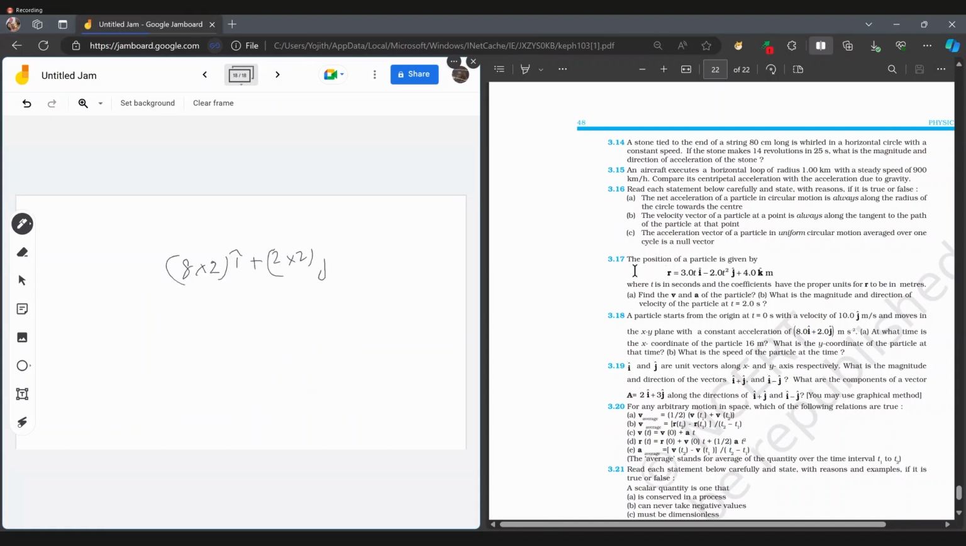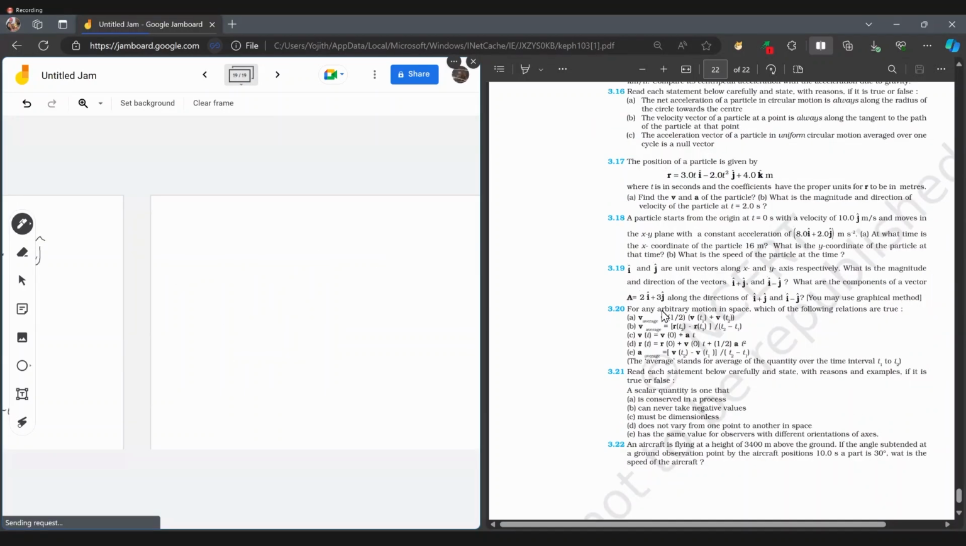Next, i cap and j cap are unit vectors along the x and y axis respectively. What is the magnitude and direction of the vectors i cap plus j cap and i cap minus j cap? What are the components of the vector A equal to 2 i cap plus 3 j cap along the directions of i cap plus j cap and i cap minus j cap?